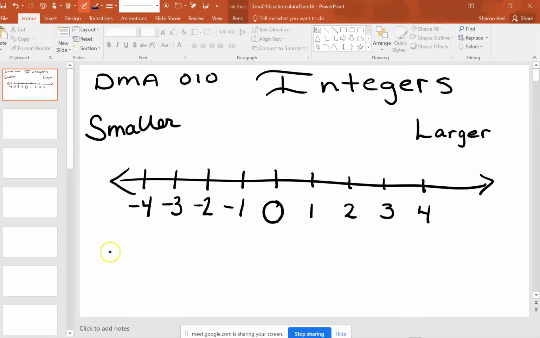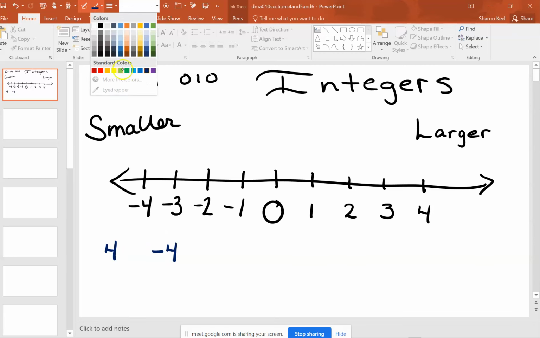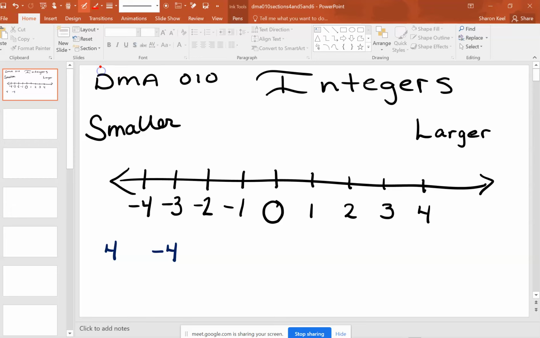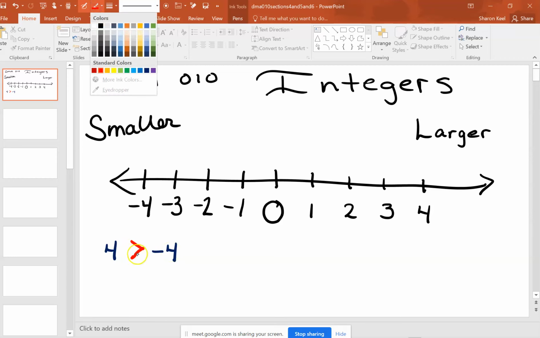So if I were to give you, let's say, a 4 and a -4, and we were going to compare those two numbers, which one of those would be larger? The larger one is the positive number. And when we have an inequality symbol written, it would be open to the bigger number. The point goes toward the smaller number. So this symbol here would be the greater than symbol.